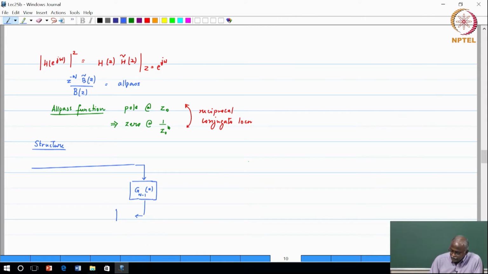There is a delay element z inverse, and then there is going to be a crisscross, which is slightly different from the FFT butterfly that you are familiar with. So, please draw the arrows in the right direction. This one is a path going from the input to the output, and this one is a path going from the output to the input.